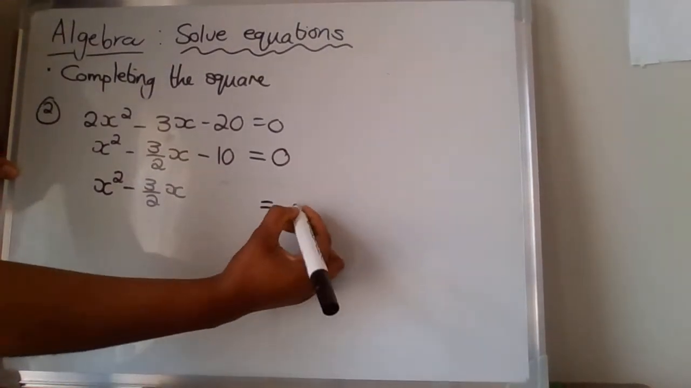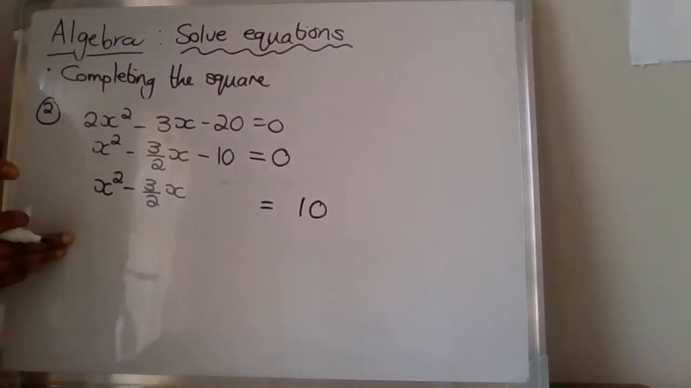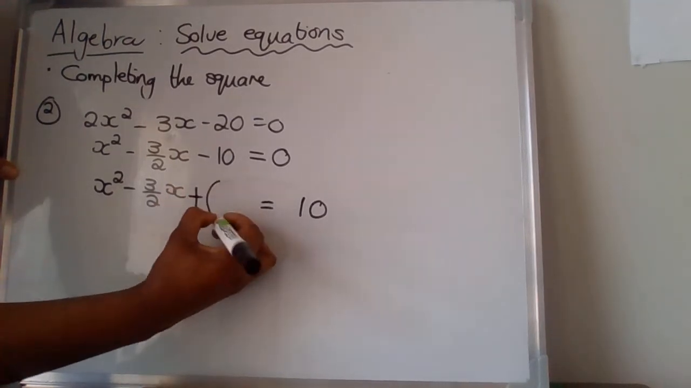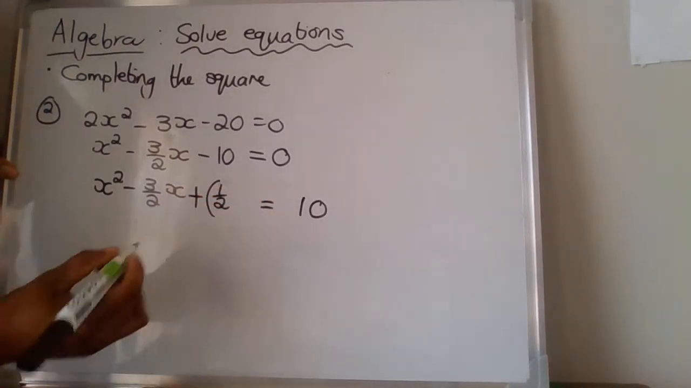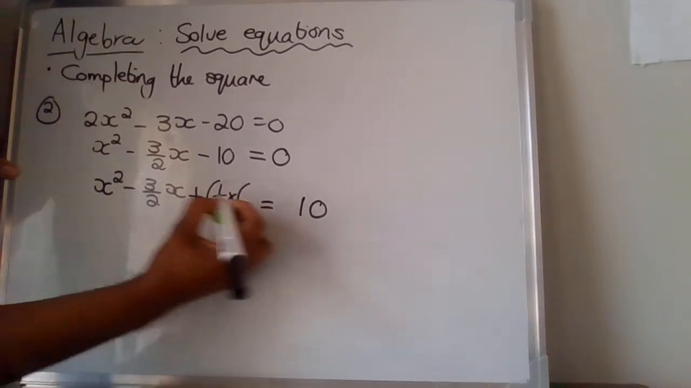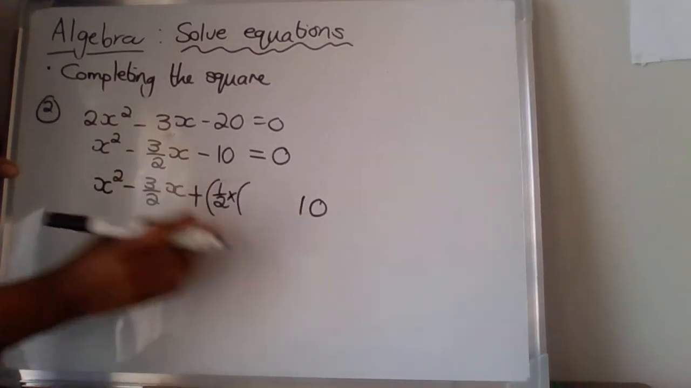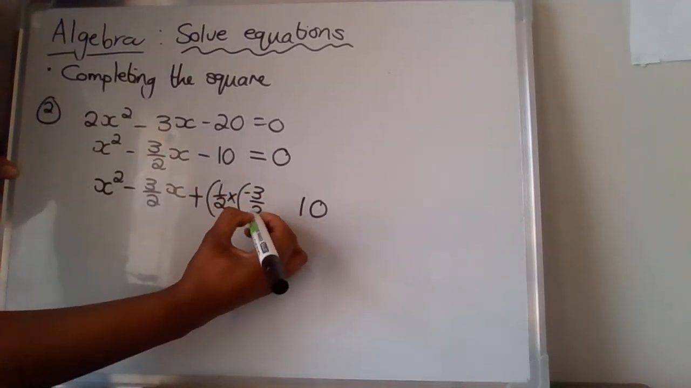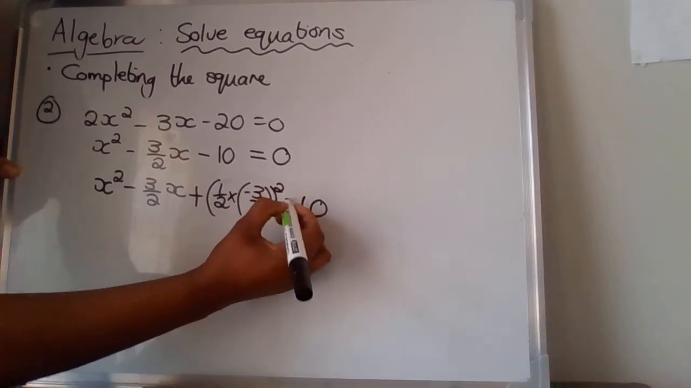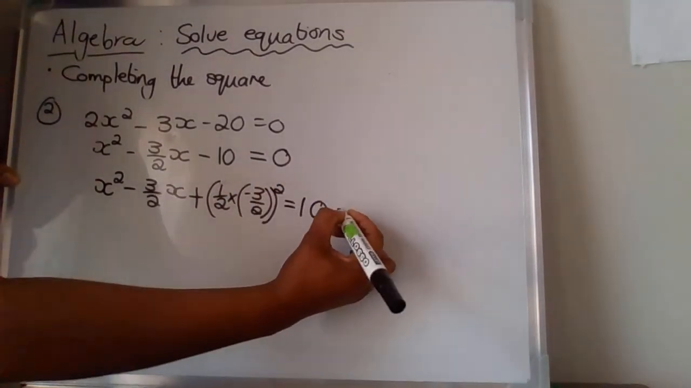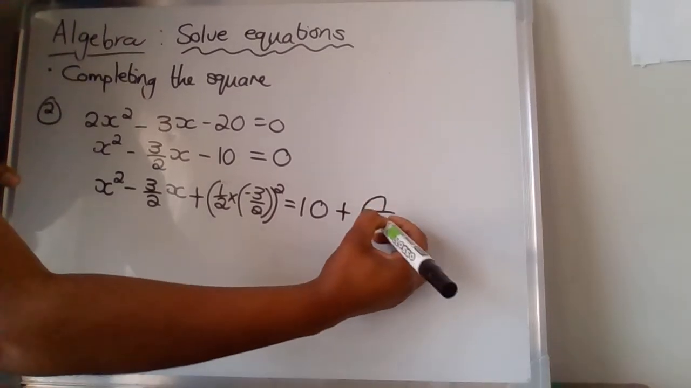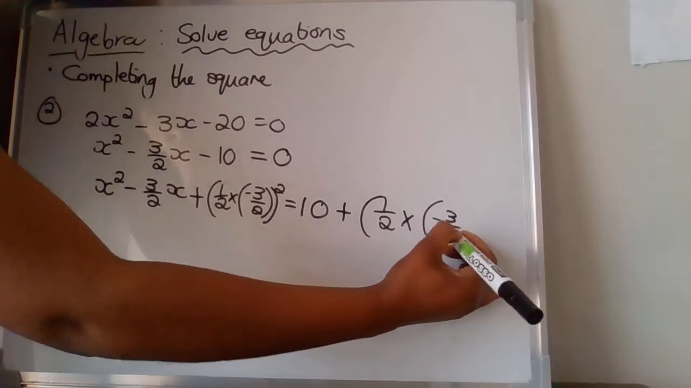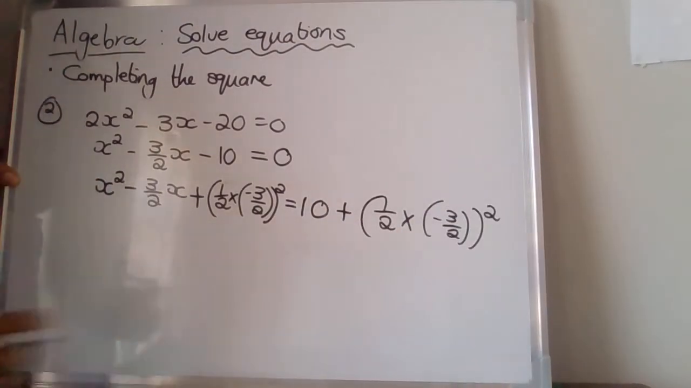Okay, so I move my constant over to the right-hand side. Then what do I add here? So what I add here is a half of my coefficient of x. And remember now you take the sign with you as well. So it's minus 3 over 2, okay, squared. And you do the same thing on this side as well, plus a half times the coefficient of x, which is minus 3 over 2 squared.